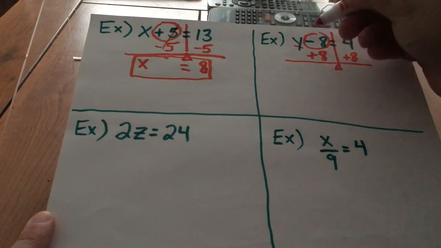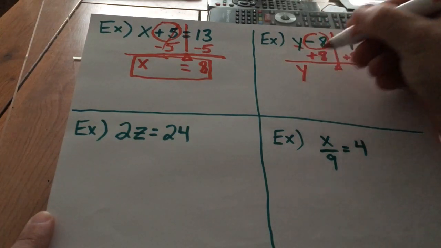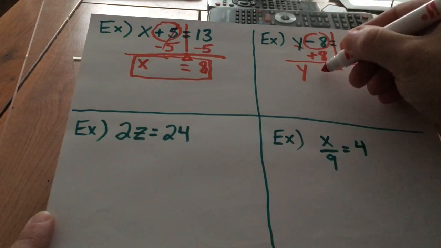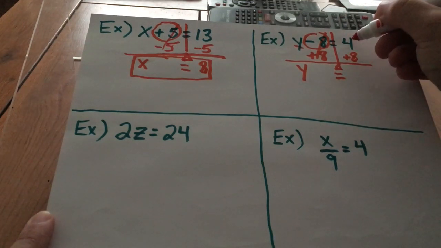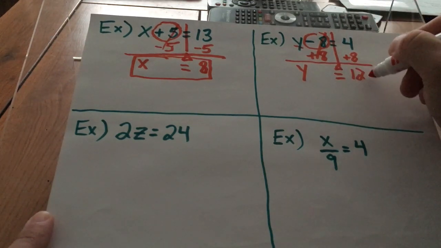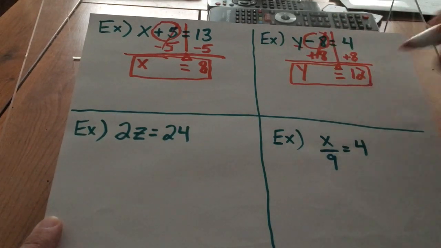So then I'll add up and down in the little columns that I have here, and I'm left with y here. Minus 8 plus 8 is 0, so we can just cross that off. And then 4 plus 8 is 12. So my final answer here is y is equal to 12.